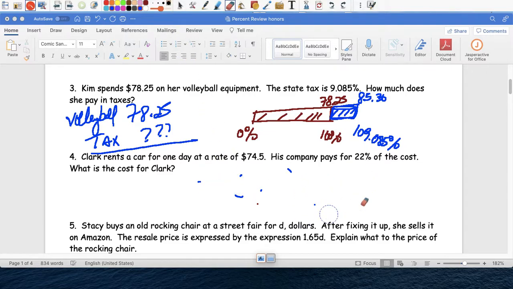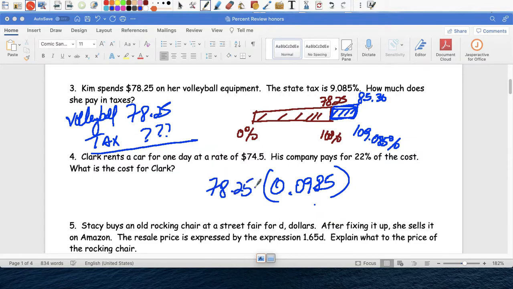The tax portion, tax is 9.085%, so let's change that to a decimal. That's your tax, and that's 9.085% of what? The original value. So multiply those two, 78.25 times 0.09085. And your tax is $7.11.